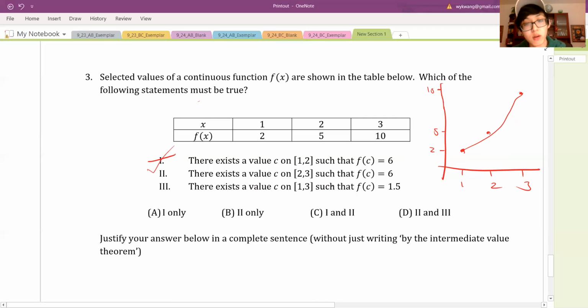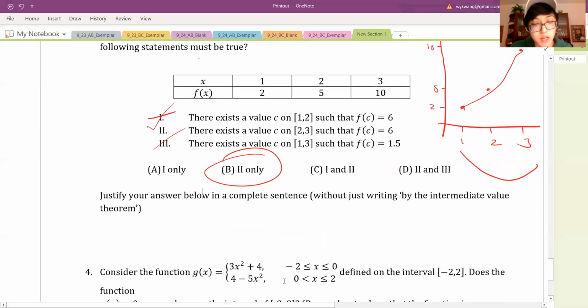There exists a value c on 1 to 3 such that f of c is 1.5. So from 1 to 3, is there a 1.5? Well, it seems like from 1 to 3 it goes from 2 to 10. So any number between 2 and 10 is met. Like 9.9 is met, 2.1 is met, 6, 5, 3, whatever, they're all met. But 1.5 is not between 2 and 10, so it is not met. So in this case, it's B, 2 only.